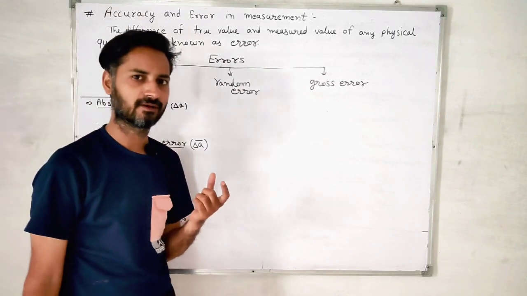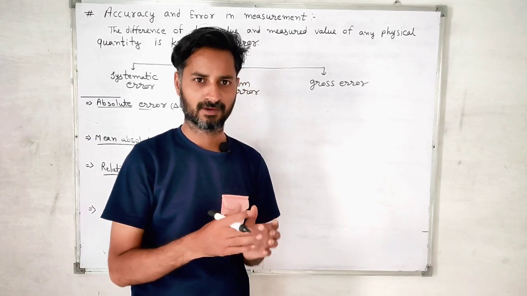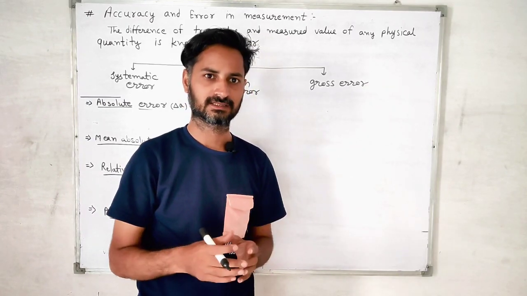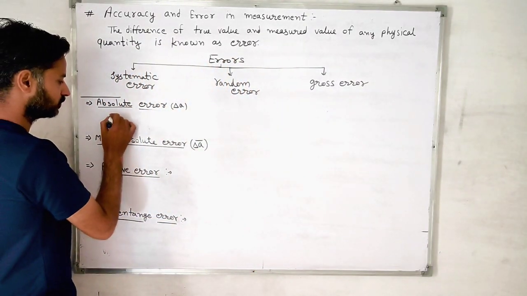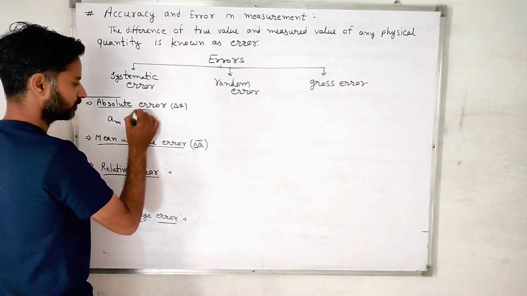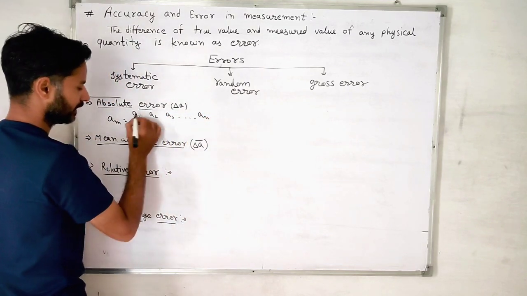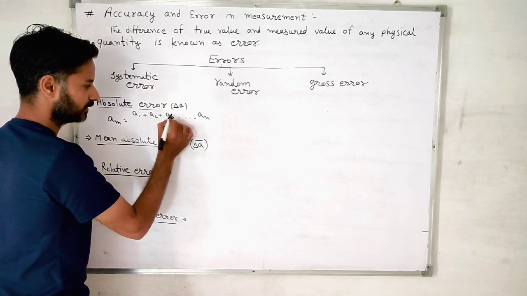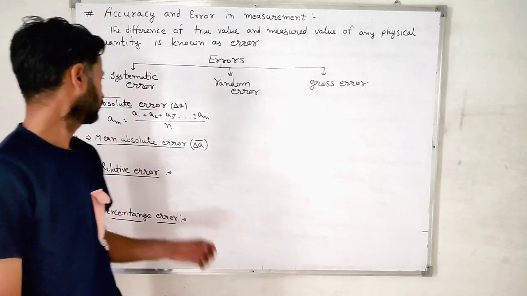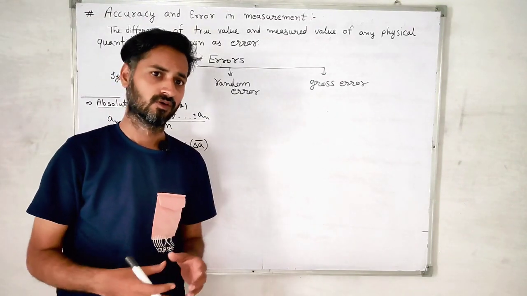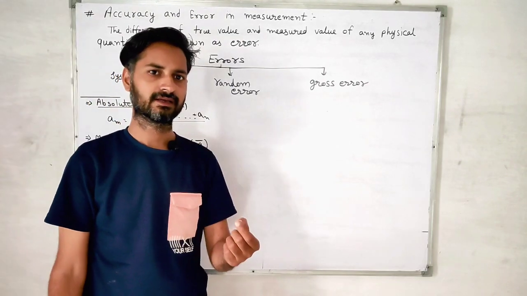For absolute error, we have to know the exact value. If the exact value is not given, then we perform the experiment and take some readings. The average value of all readings will be called the real value or mean value. Let the readings be A1, A2, A3, and so on to AN, then the real value will be A1 plus A2 plus A3 plus so on AN divided by N. Now, the absolute error will be equal to the difference of mean value or real value and the reading taken by us.